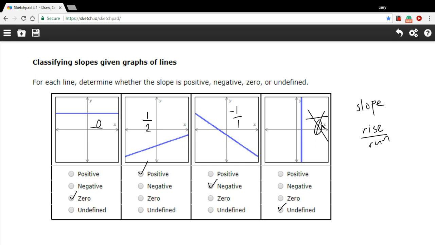So that is a little bit of work with classifying slopes for graphs of lines.